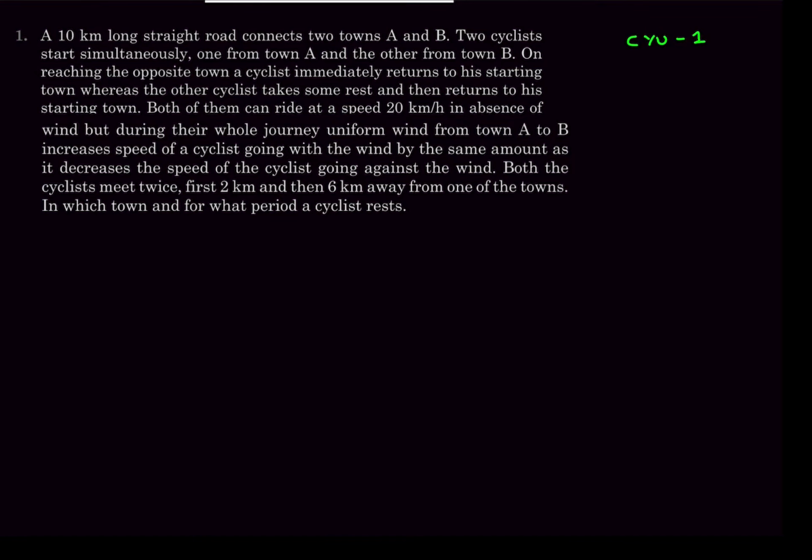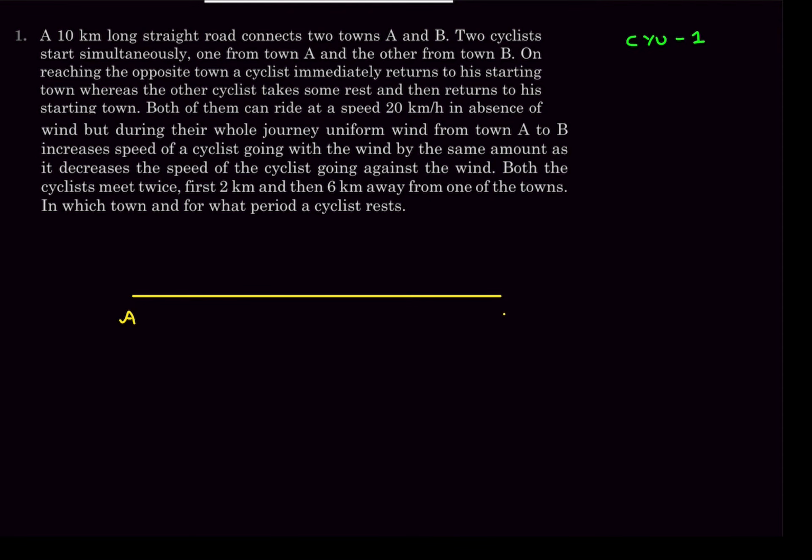Okay. So the question will become more clear when we draw a diagram. So first we have a straight road connecting two towns A and B, and the distance AB is given to be 10 kilometers. Now the wind flow direction is from town A to town B, and let's say the wind speed is U. So now the cyclists ride with a speed of 20 kilometers per hour, and again let's say it is equal to V.